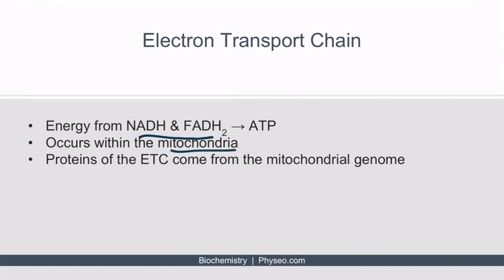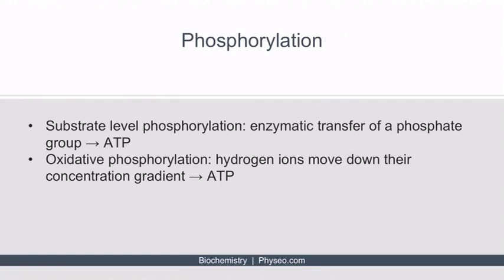It's also important to know that the proteins of the electron transport chain are produced from the mitochondrial genome. There are two types of phosphorylation which are both used to produce ATP. Substrate-level phosphorylation produces ATP through an enzymatic reaction that adds a phosphate group to ADP. For example, the conversion of 1,3-bisphosphoglycerate to 3-phosphoglycerate is catalyzed by an enzyme that produces ATP. So the enzyme that catalyzes the reaction transfers a phosphate group to form ATP.